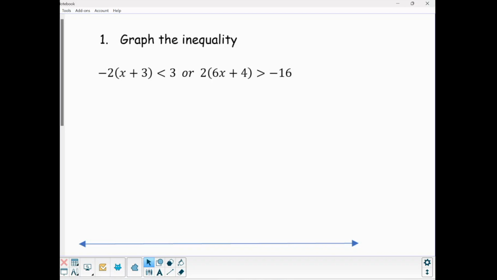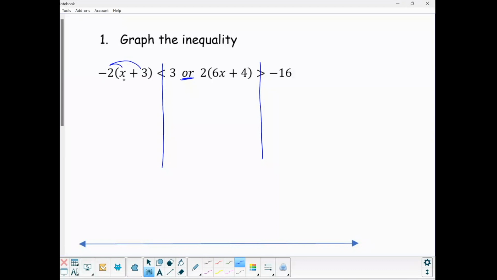All right, guys, today we're going to be going over the Module 5 test review. It's only 9 questions. All right, number 1, graph the inequality. So this is an OR statement. So that means we're solving 2 separate inequalities. Just do one by one.